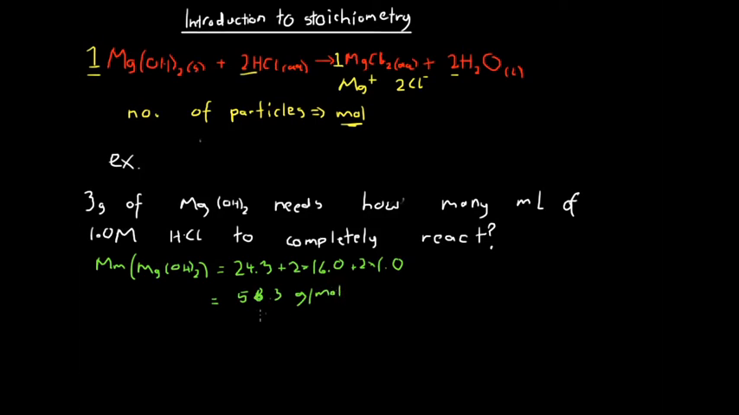Okay, so now we've got the molar mass of magnesium hydroxide. Now we want to know the number of mole we have. So we know the mole of magnesium hydroxide is equal to the mass of magnesium hydroxide over the molar mass.